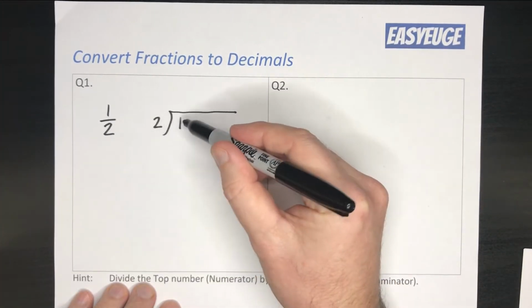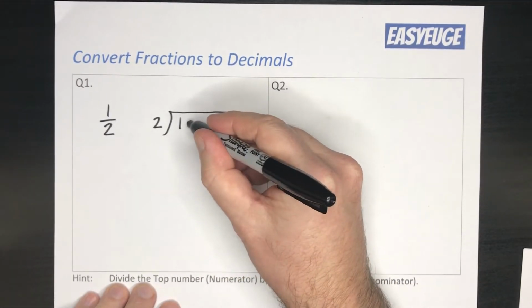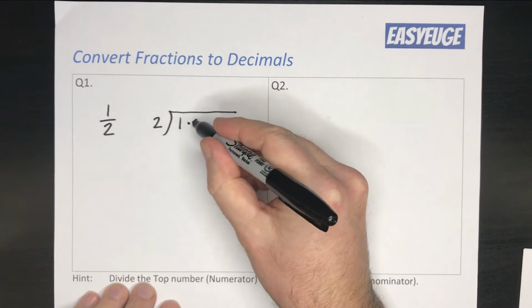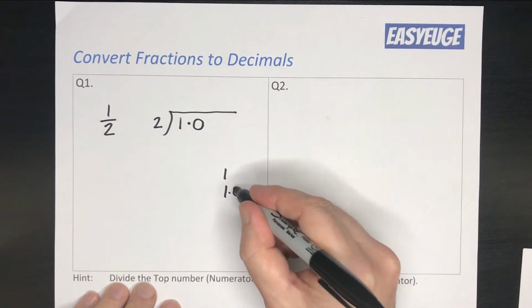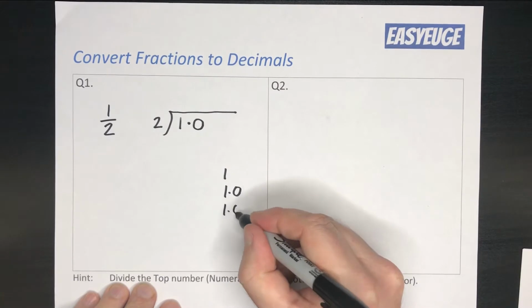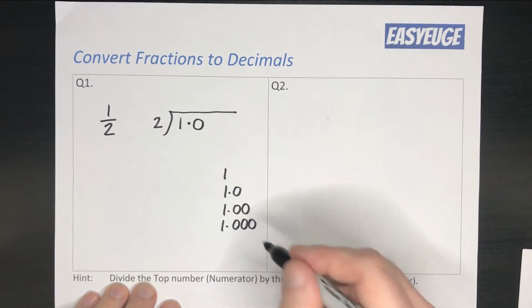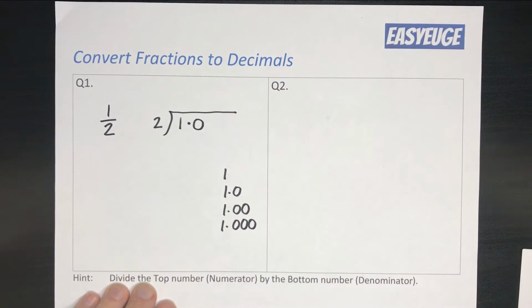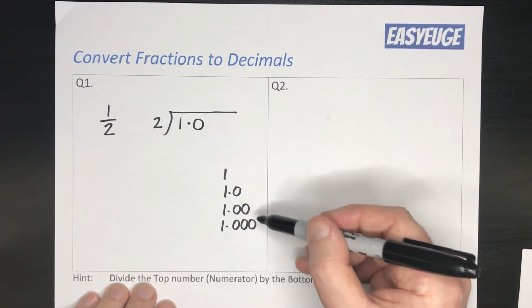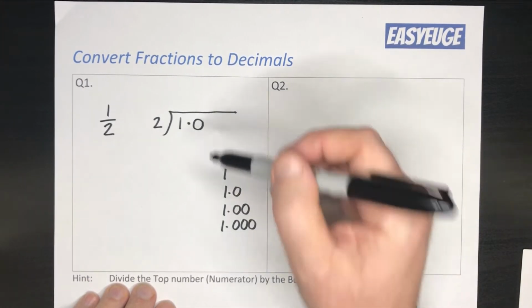Well, you can see that 2 won't go into 1. It won't fit. So what we're allowed to do is to add on a decimal place and to add on a 0. Because let me show you. The number 1 is also the same as 1.0. It's also the same as 1.00 and also 1.000. So we can add as many zeros as we want after the decimal place. And all of these are still equal to 1. So 1.0 is the same as 1.